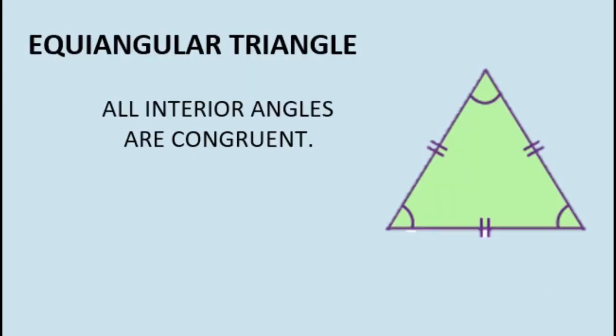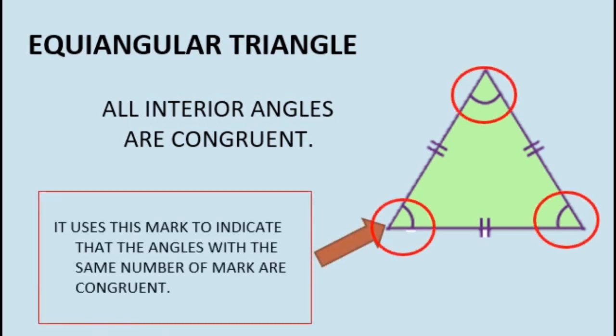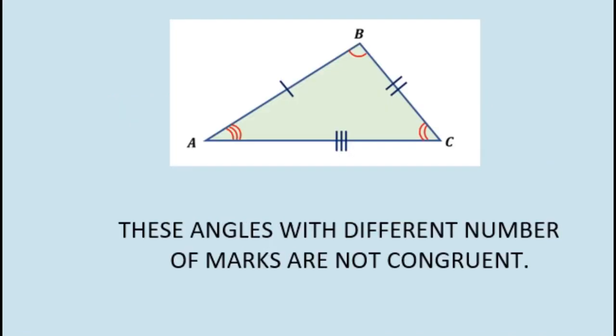How about an equiangular triangle? As you can see here, all interior angles are congruent. It uses this mark to indicate that the angles with the same number of marks are congruent. Another example, these angles with different numbers of marks are not congruent.